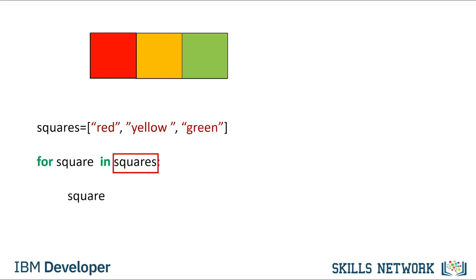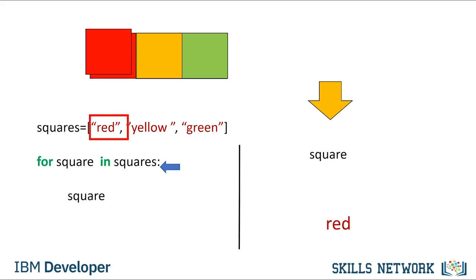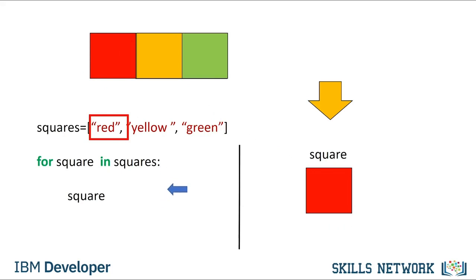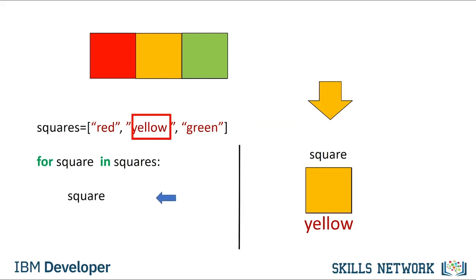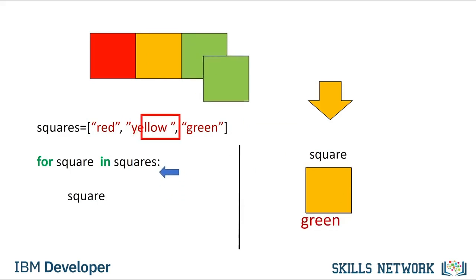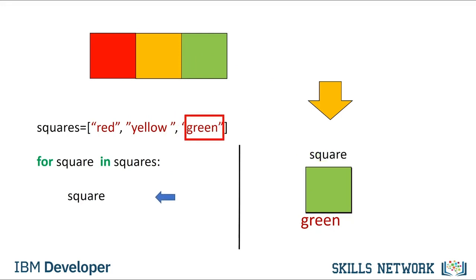Here is the list squares. Each iteration of the list, we pass one element of the list squares to the variable square. Let's display the value of the variable square on this section. For the first iteration, the value of square is red. We then start the second iteration. For the second iteration, the value of square is yellow. We then start the third iteration. For the final iteration, the value of square is green.